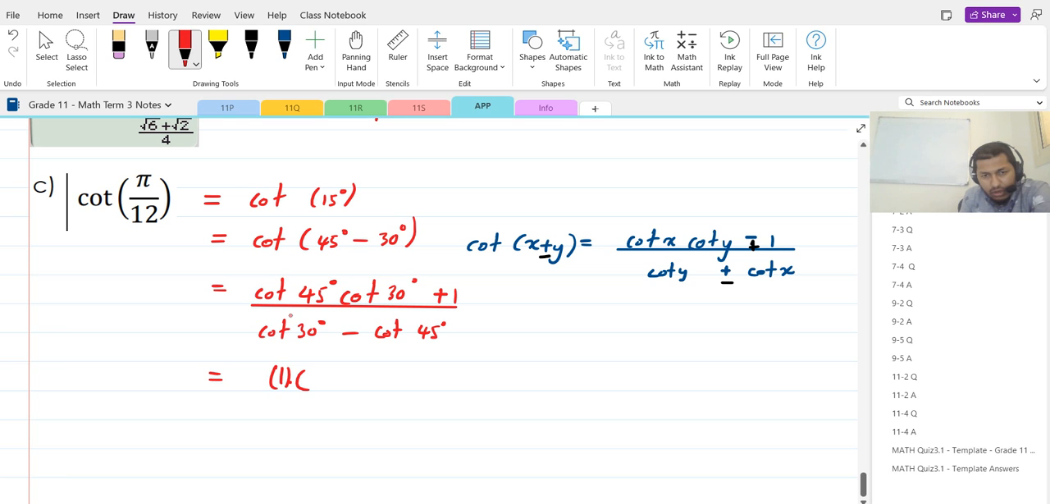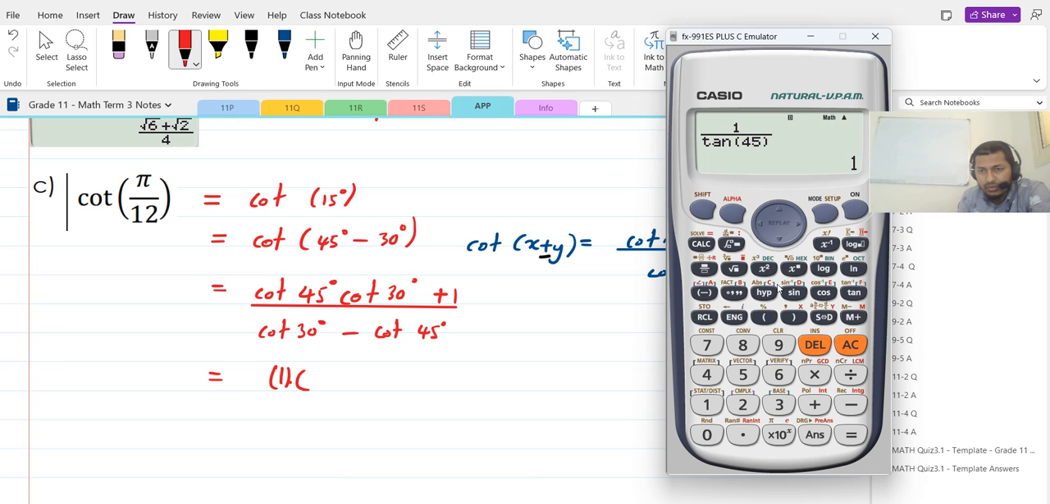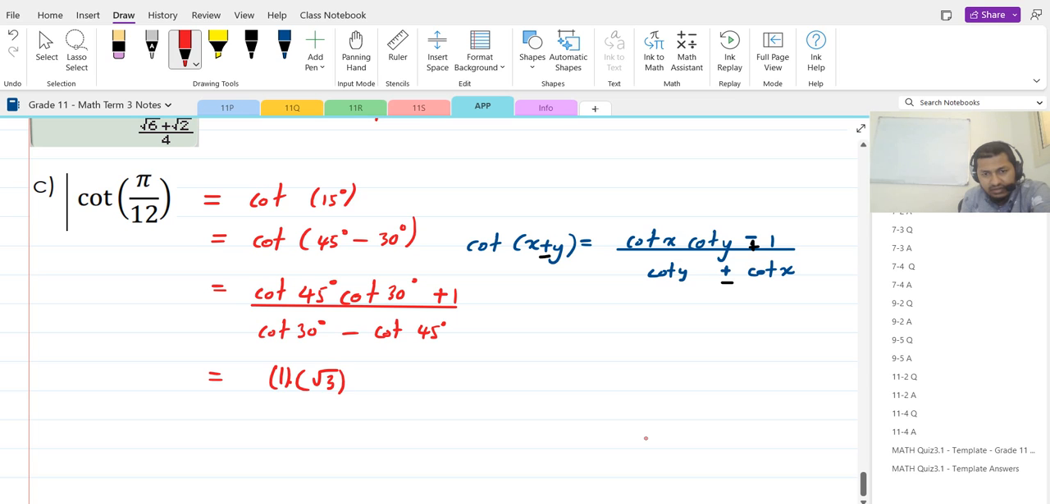What is cot 30? 1 over tan 30, right? That's square root of 3, and there's a plus 1 there, leave it as is, divided by, what is cot 30? Root 3. And what's cot 45? Minus 1. So what do we have altogether? We got root 3 plus 1 over root 3 minus 1.